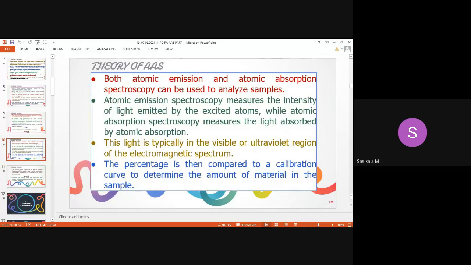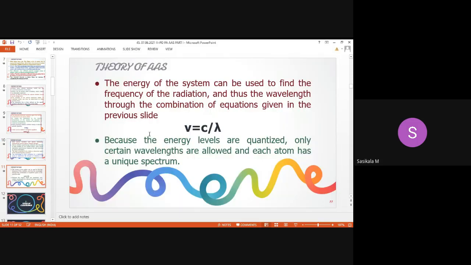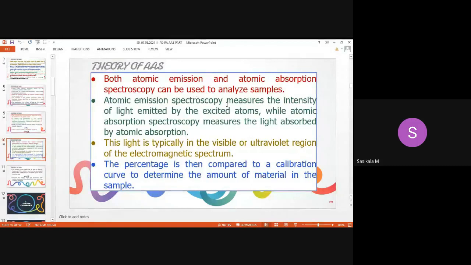Now let's see here, both atomic emission and atomic absorption spectroscopy can be used to analyze samples of the same category of atoms. Atomic emission spectroscopy measures the intensity of light emitted by excited atoms. That we will learn in the next chapter. While learning emission spectroscopy, you will study atomic emission. Just a point added here: since this is similar to atomic absorption, here only the emission of radiation is analyzed. Atomic emission spectroscopy measures the intensity of light emitted by the excited atom.